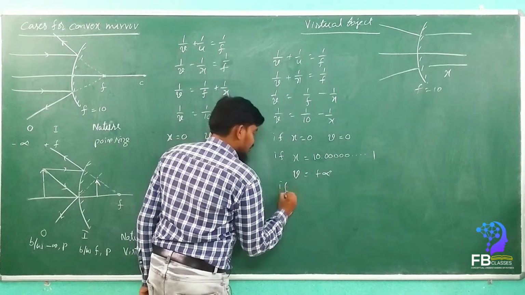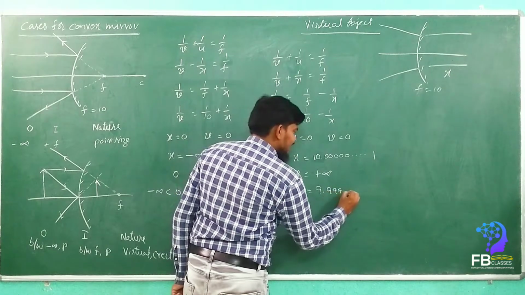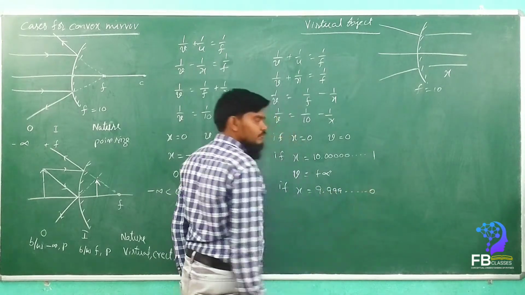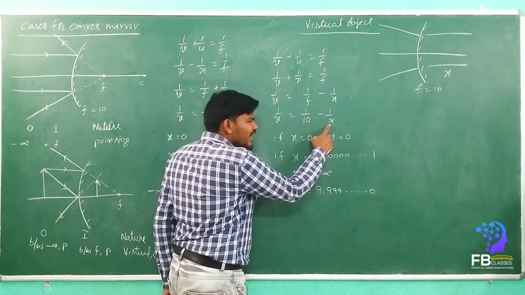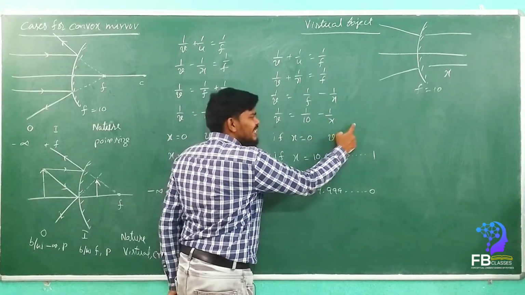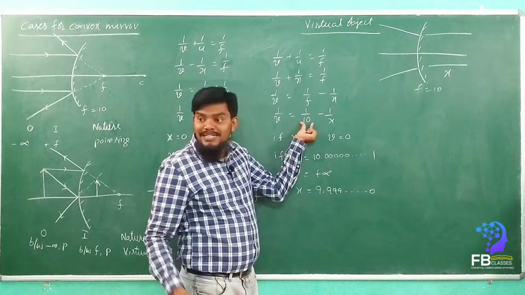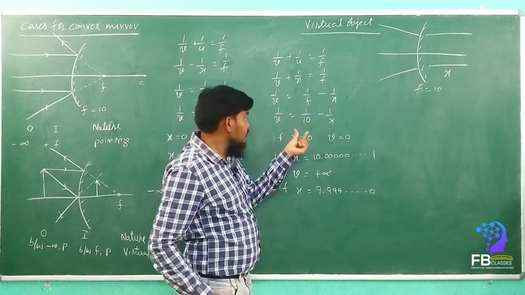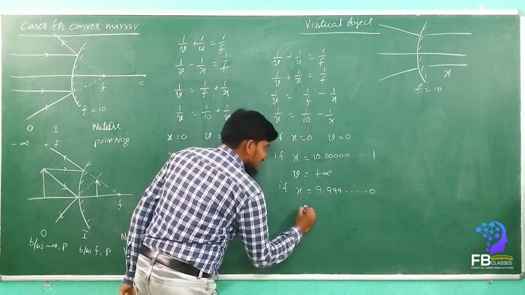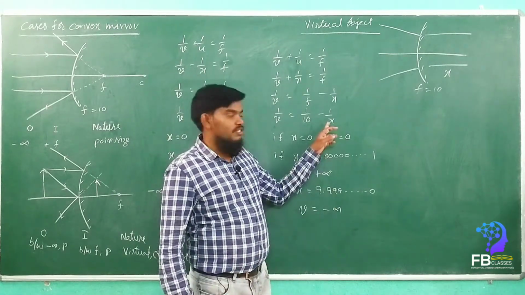In the same manner, if X is equal to 9.9999999990, then what will happen here? This value, 1 by 9.9999991, is a greater value than 1 by 10. Yes or no? Are you getting my point? So the V value will come as negative infinity. Got it? So don't get confused in this.